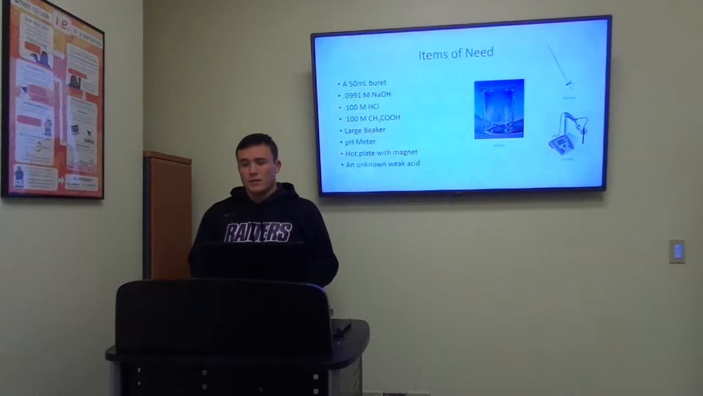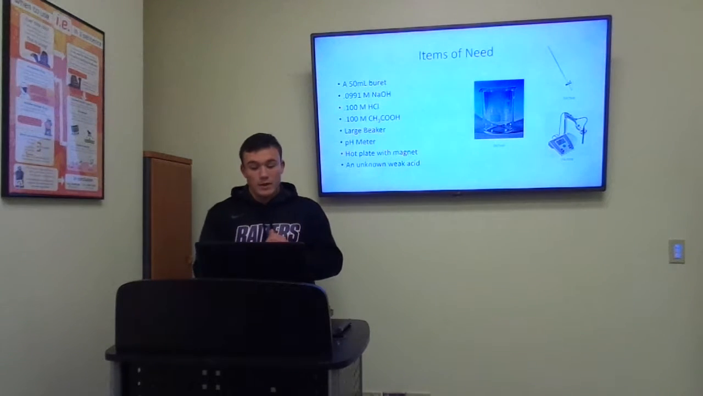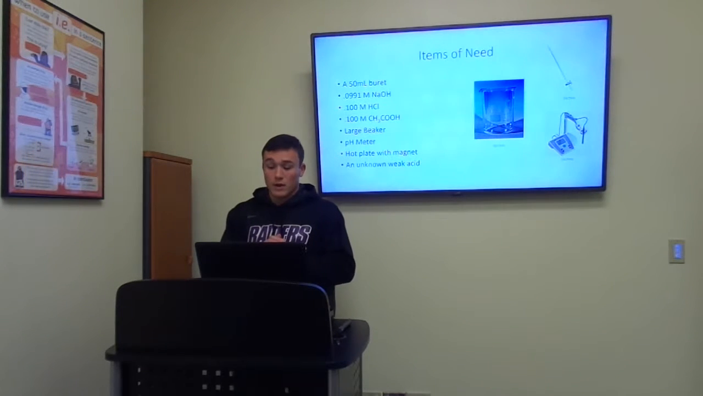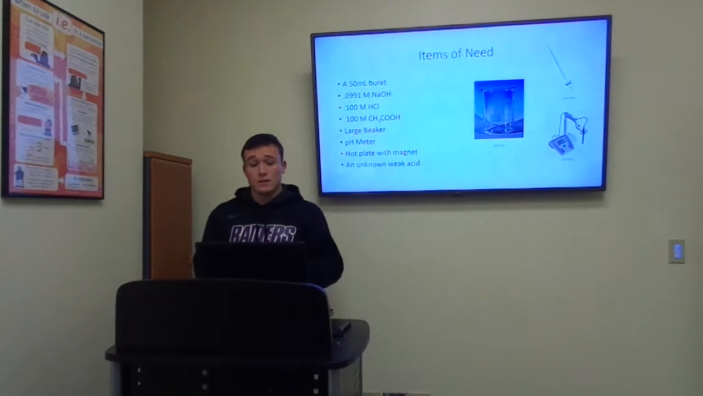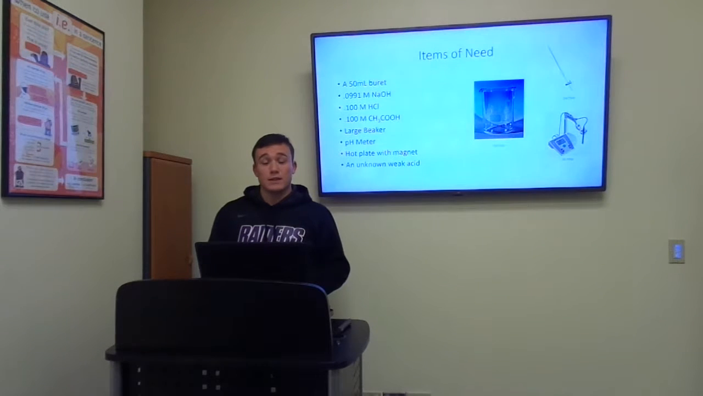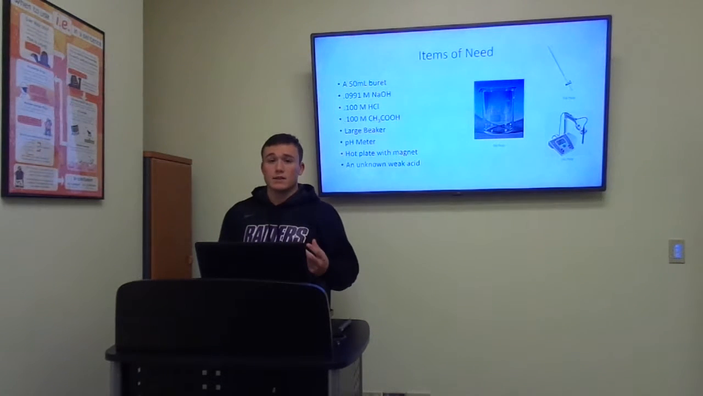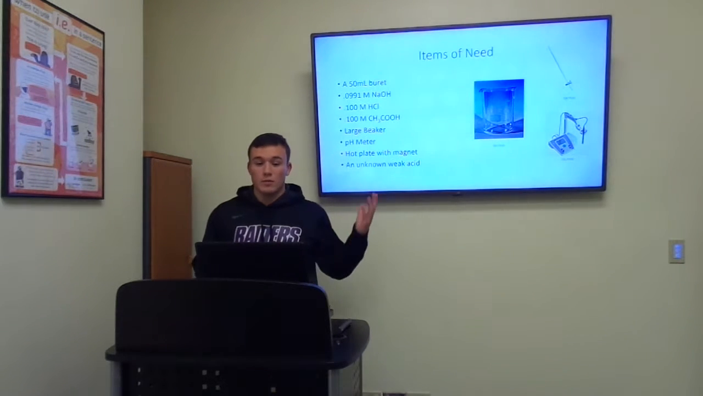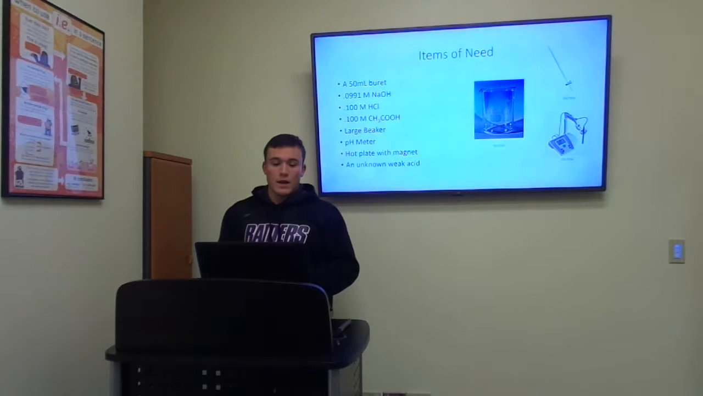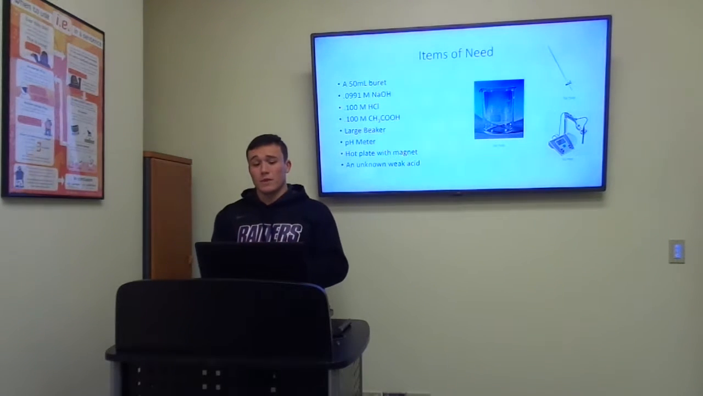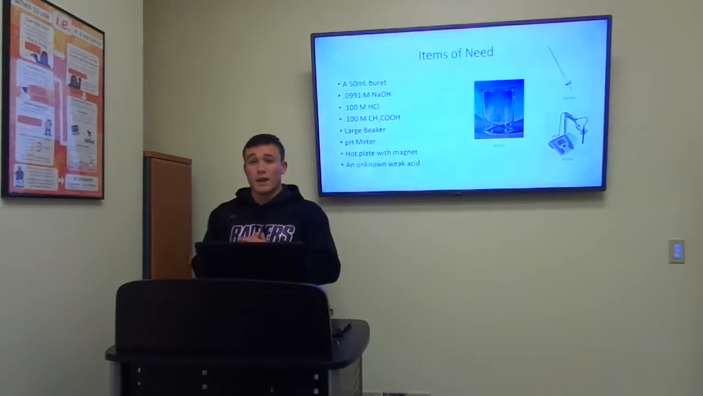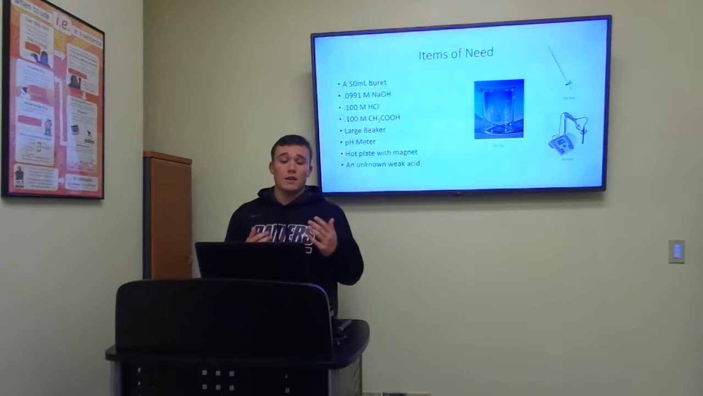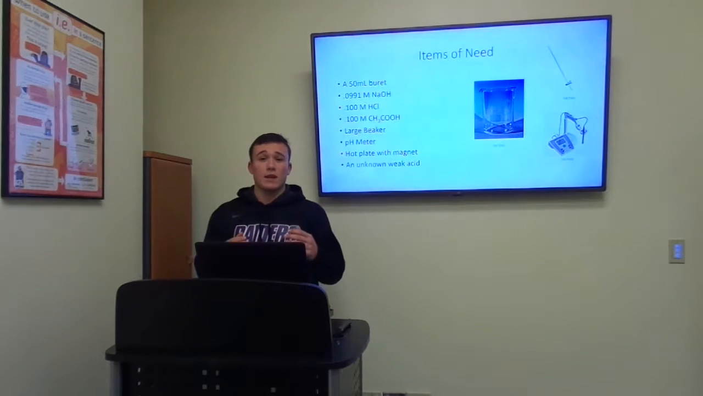Now, there are some items you'll need if you want to do this experiment. You're going to need a 50 milliliter burette, acids, acetic and hydrochloric acid, and the base sodium hydroxide, with their specific amounts shown above. And you're also going to need a large beaker, a pH meter, a hot plate with a magnet, and an unknown weak acid that you will get during the experiment.